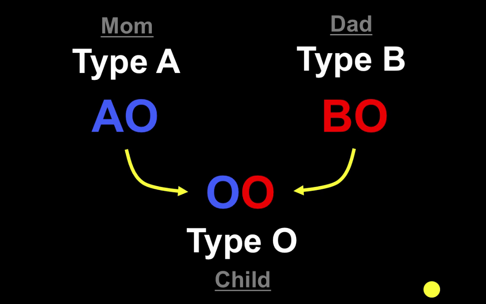In other words, for this to be correct, the mom has to be AO and the dad has to be BO. So a lot of times, especially if you have type O individuals, you can figure out and backtrack all of this kind of stuff.